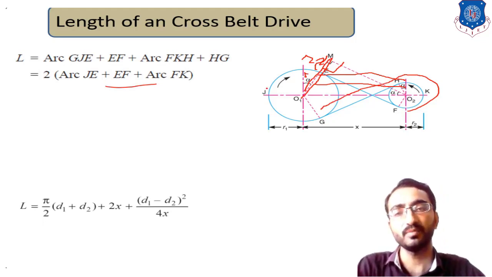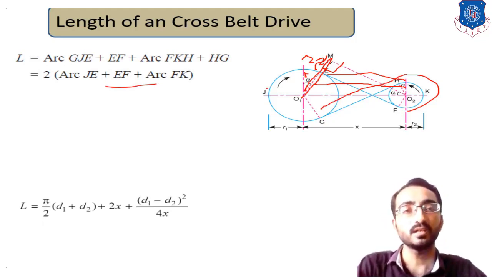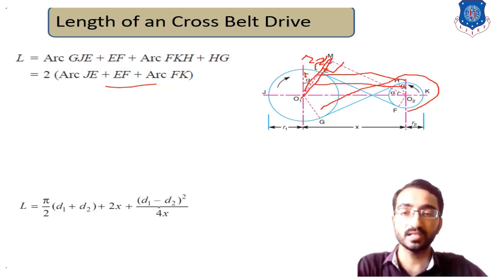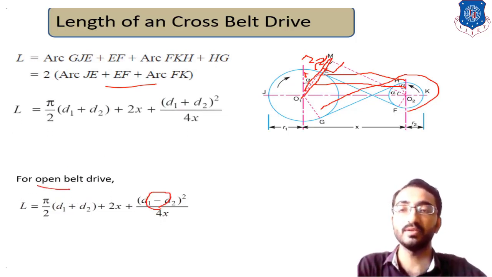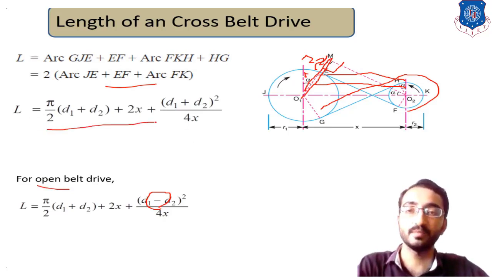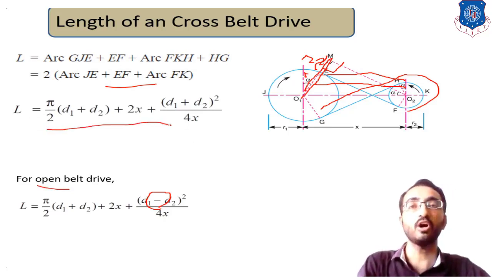With comparison to open belt drive, here the final answer will give only one change: d1 minus d2 will be replaced with d1 plus d2. All other terms will be the same as we have derived in open belt drive. So this is the basic equation of length of cross belt drive.